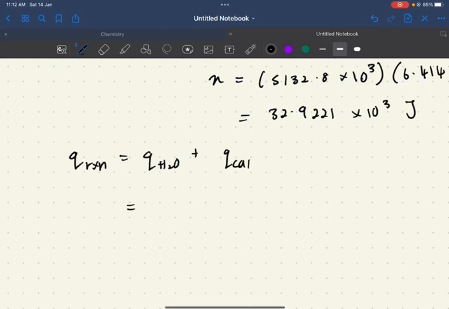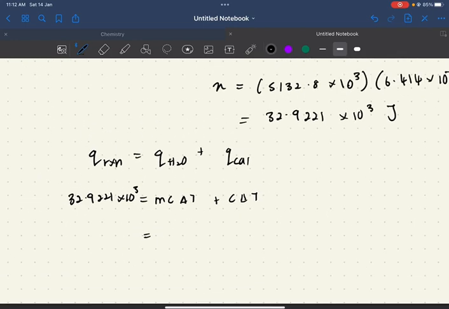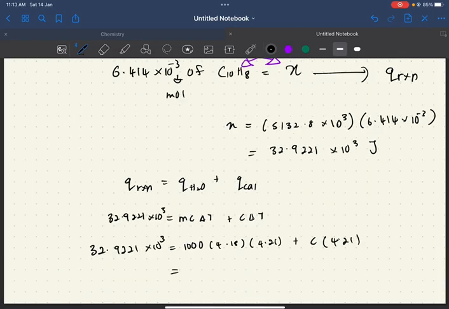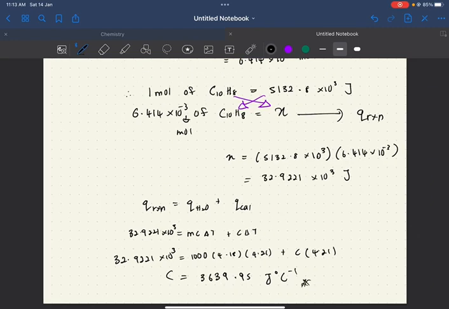and then we expand this, then we substitute the information, and we calculate this, and we got C is 3939.95 joule per degree Celsius, and that is the answer for this question.